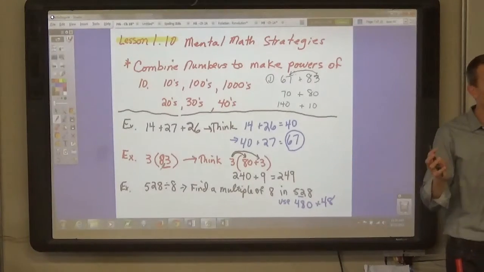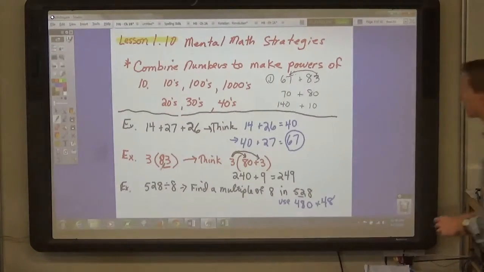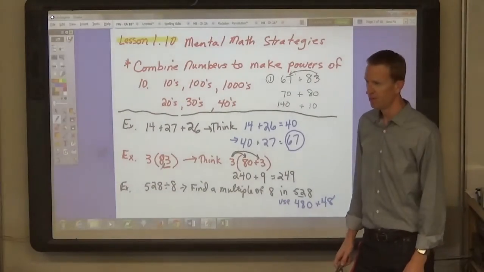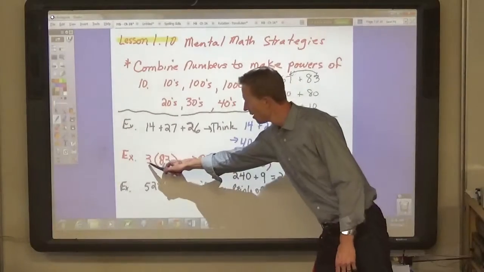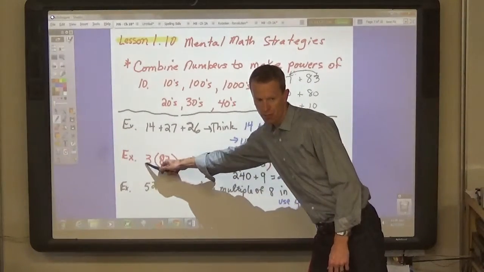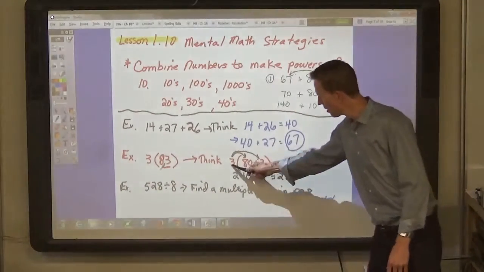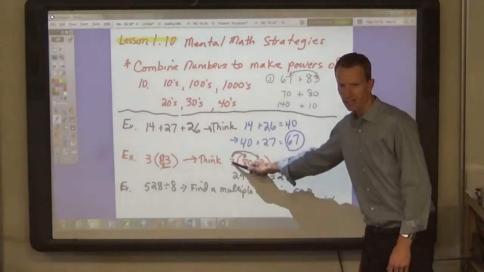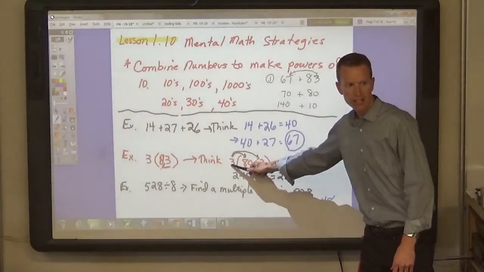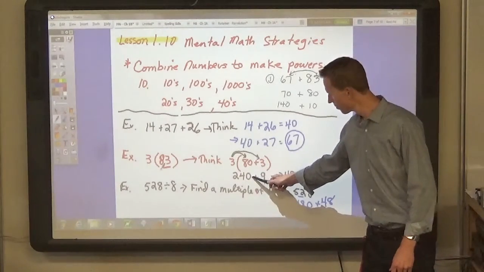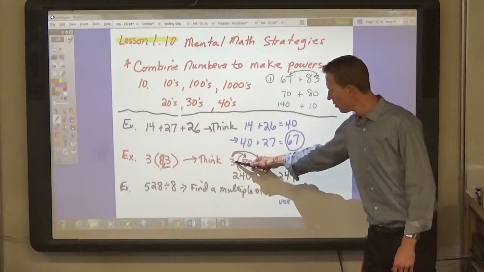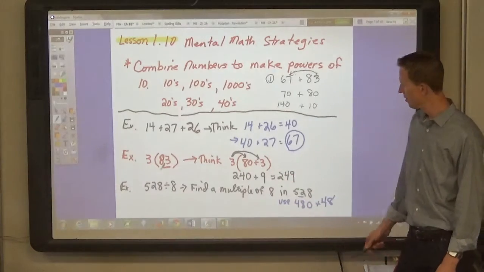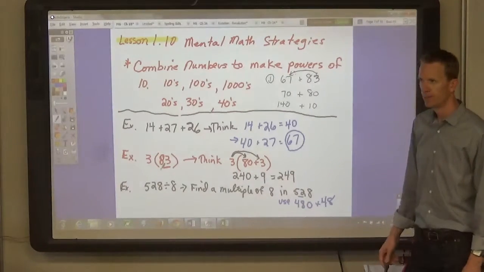So to break the number up into expanded form, and then multiply it by whatever your multiple is. So instead of doing 83 times 3, if you use 3 times 80, you can do that in your head. 8 times 3 is 24, so 80 times 3 is 240. And then do 3 times 3 is 9, and add those together. 249. Okay?